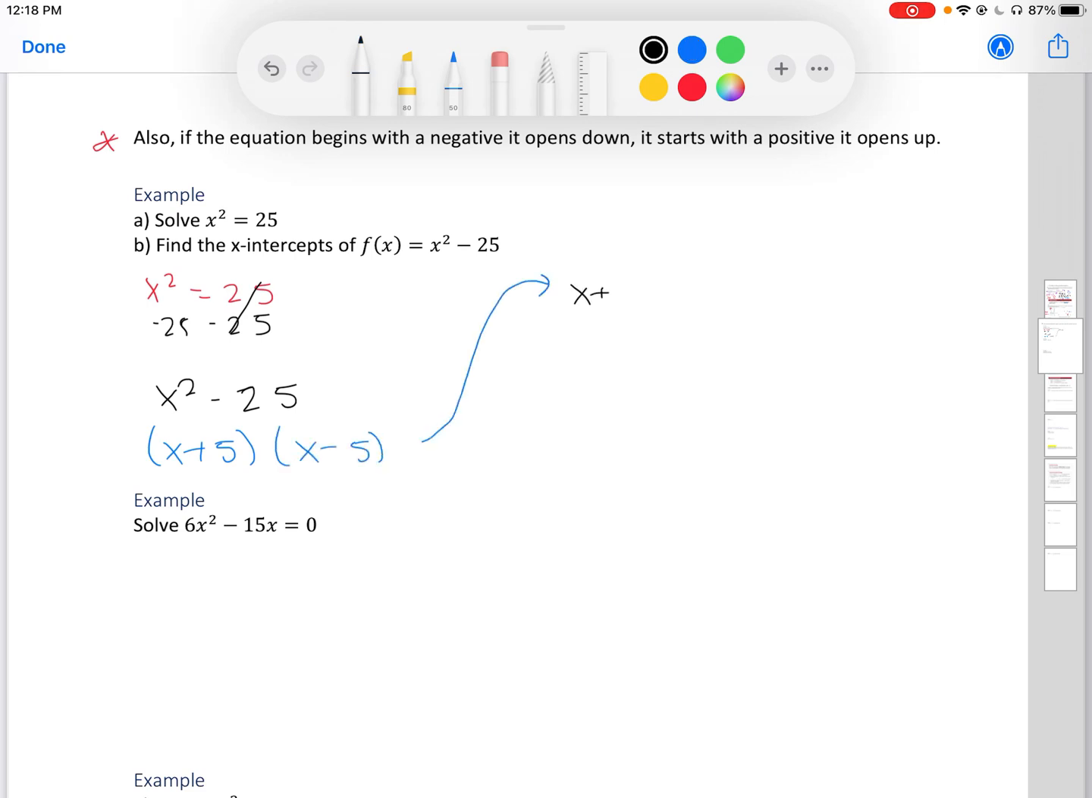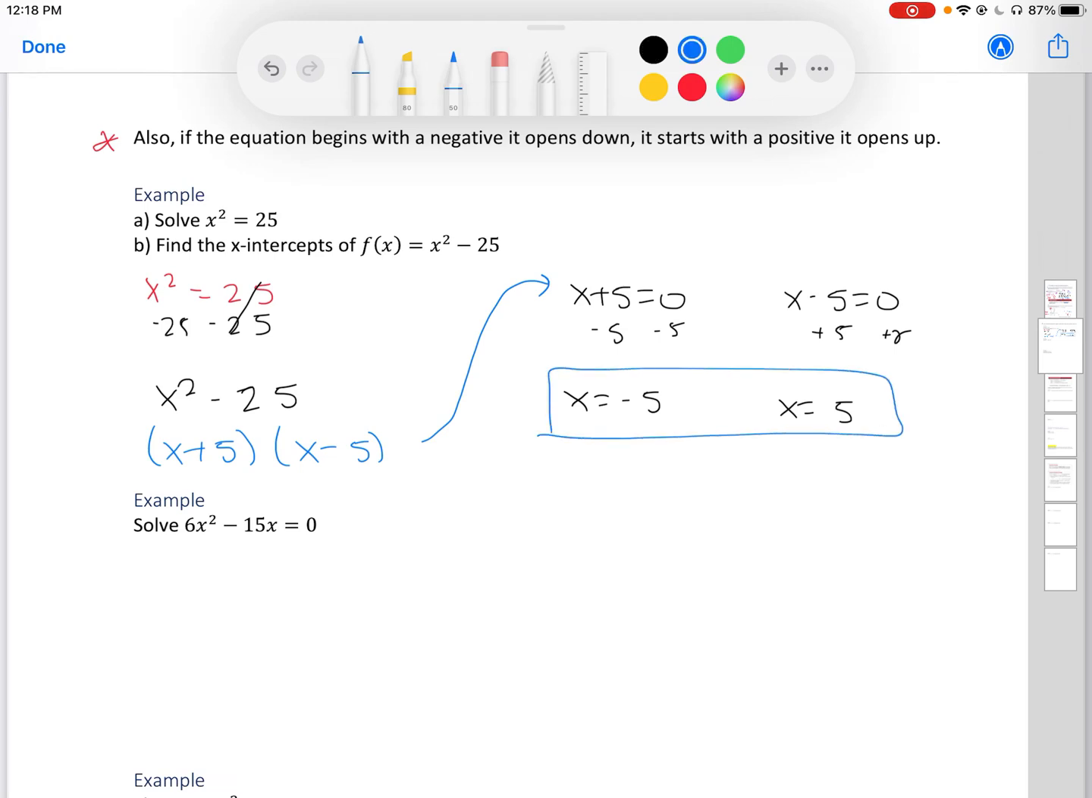And so now I have x plus 5 is equal to 0, x minus 5 is equal to 0. We subtract 5, we get x is equal to negative 5. Plus 5, x is equal to positive 5. So we have solved, and these are x-intercepts. If we want to, you can write them as a point. So negative 5, comma 0, and 5, comma 0, because they're actually points on your graph.